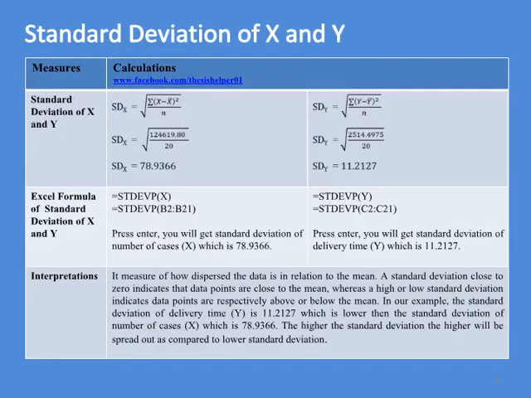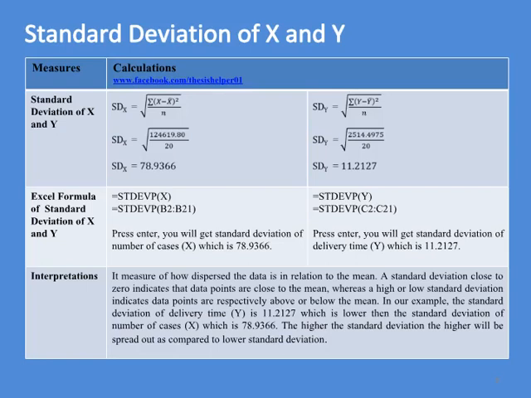The standard deviation of the independent variable and dependent variable is equal to the whole square root of the sum of squared deviations divided by sample size. By putting values in the standard deviation formulas, we get the standard deviation of the independent variable equal to 78.9366 and the standard deviation of the dependent variable equal to 11.2127. The MS Excel formulas of standard deviation of x and standard deviation of y are given to help get the same answer as computed by MS Excel.